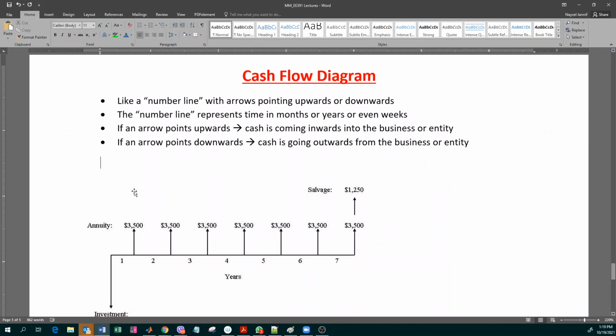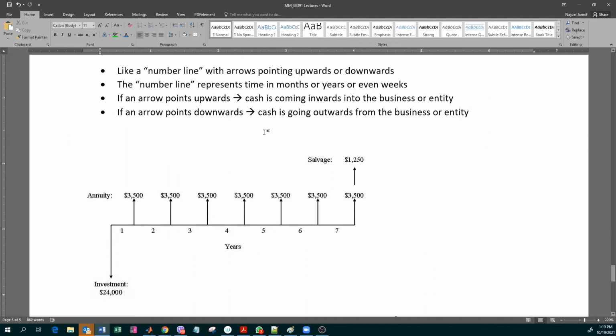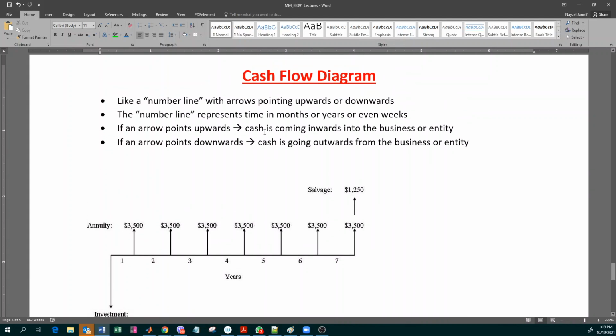Any questions? This is a very important new concept which I'm showing to you. Are there any questions? Guys, can you see my screen? Are you seeing my Word document, or what can you see on your screen right now? Yes? Cash flow diagram. Yeah, cash flow diagram.